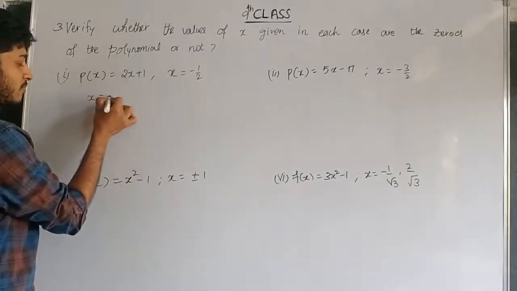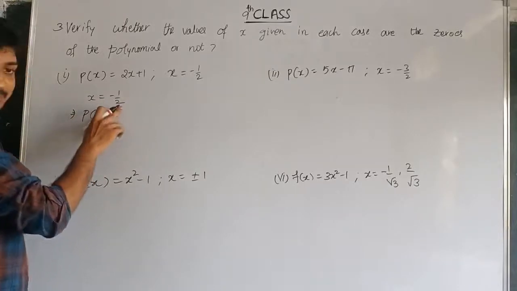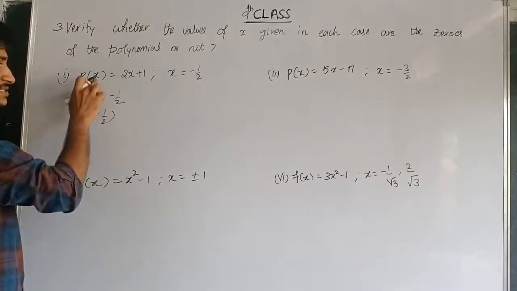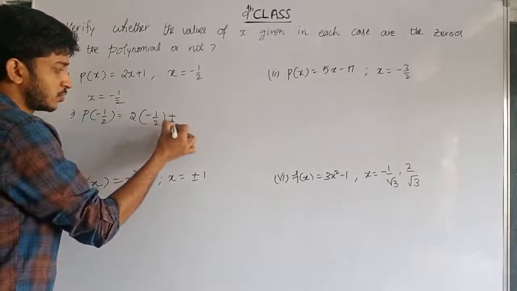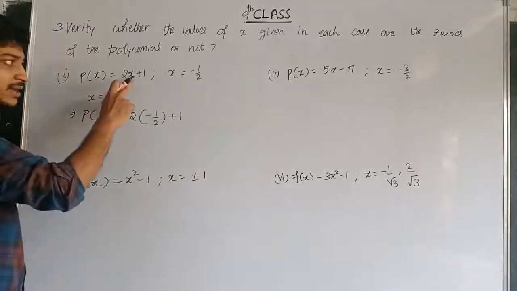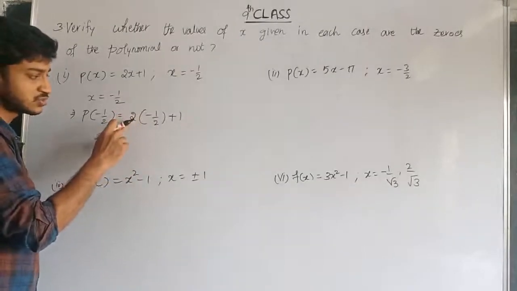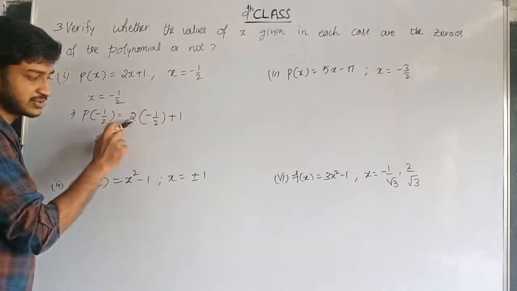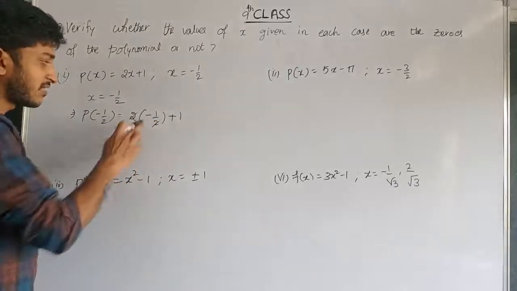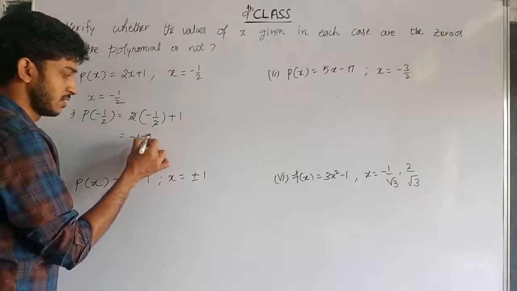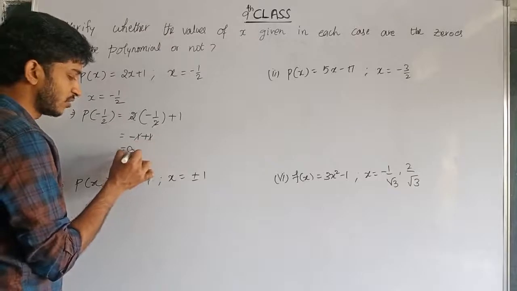So x equal to minus 1 by 2, that means p of minus 1 by 2. In x place I am writing minus 1 by 2: 2 into minus 1 by 2 plus 1. Here 2 into minus 1 by 2, this 2 is in numerator and this is in denominator, that's why these two cancel each other. Then we have minus 1 plus 1. Minus 1 plus 1 cancel each other, so we got 0.